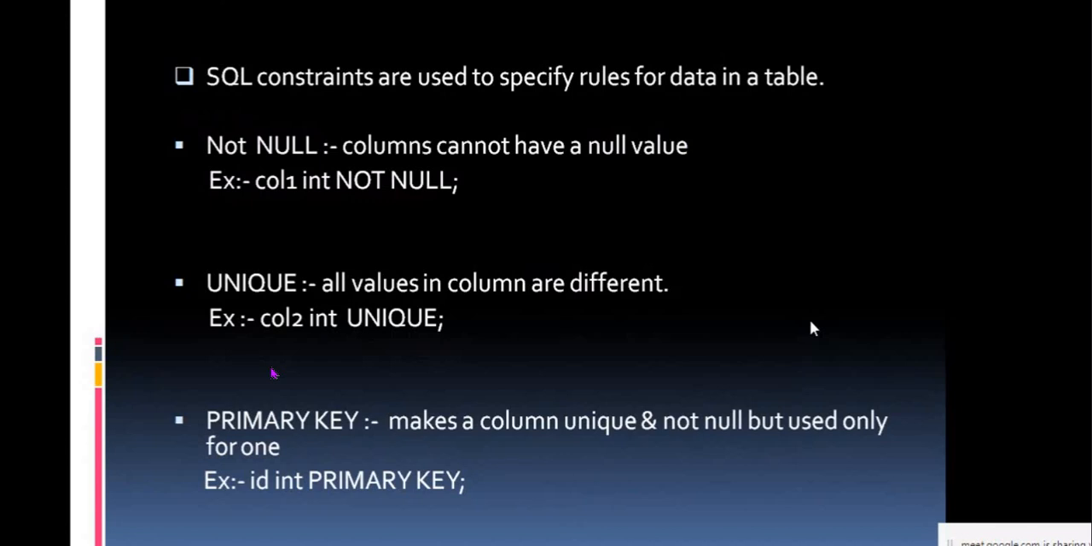Second one is unique. All values in the column are different. For example, column 2 int unique. So unique is a constraint, and in this we have to add new values. We don't have to repeat values, we have to add new unique values in it. Third one is primary key. It makes a column unique and not null, but is used only once. For example, ID int primary key. So by default, the value should be unique and not null in the primary key.